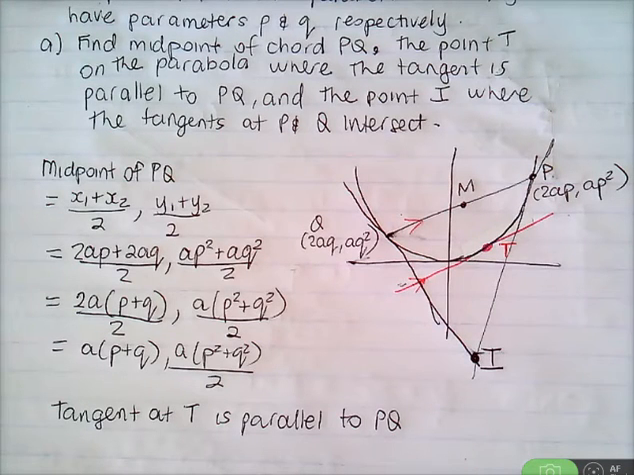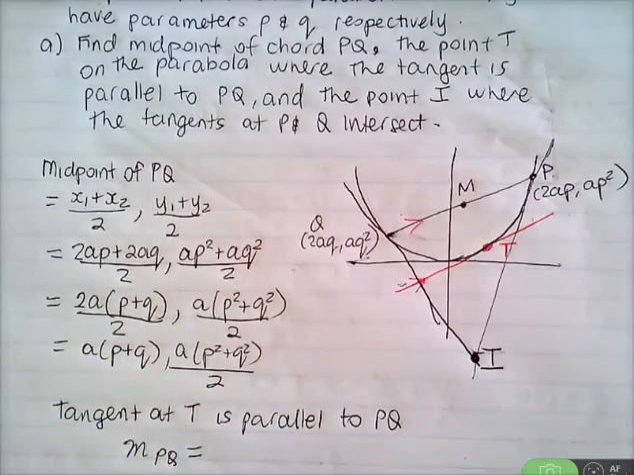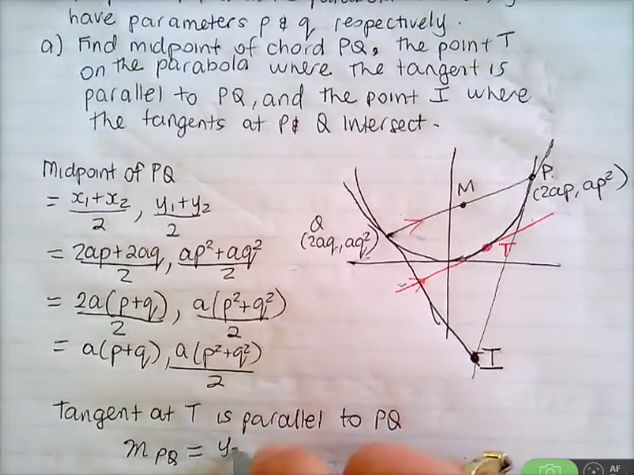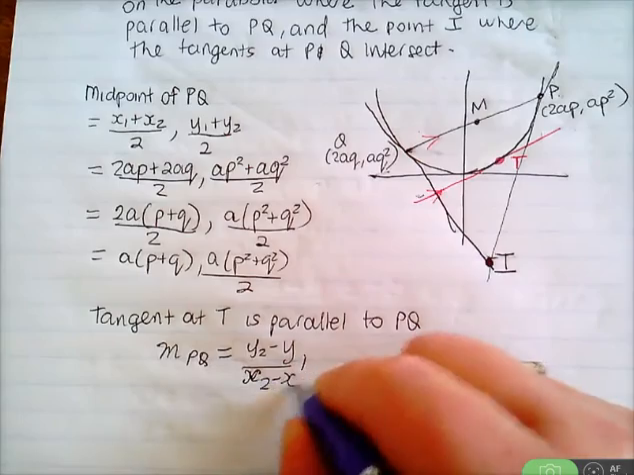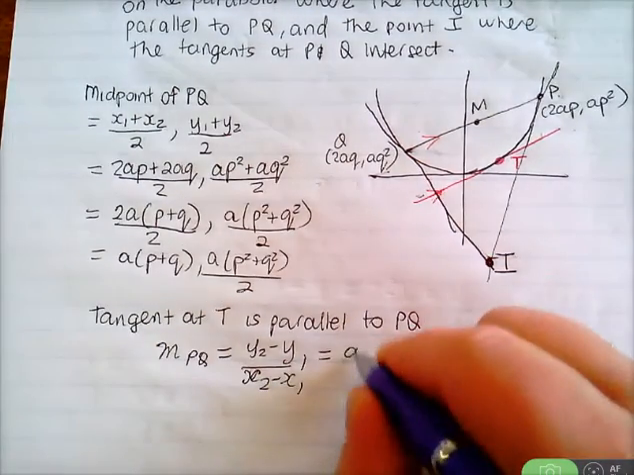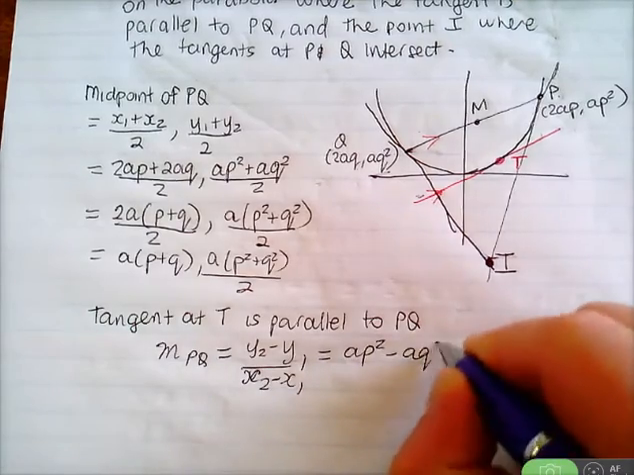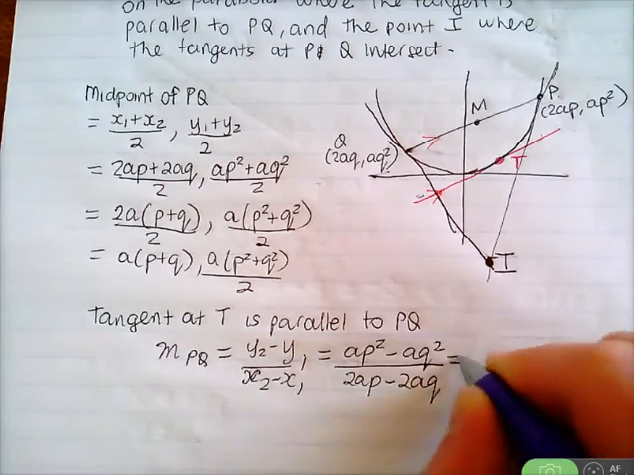Whenever there's reference to lines being parallel or perpendicular, it's got to do with gradient. Parallel lines have the same gradient, so the gradient of PQ is, gradient formula, Y2 minus Y1 over X2 minus X1, which is AP squared minus AQ squared over 2AP minus 2AQ.